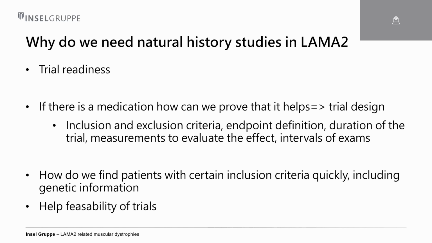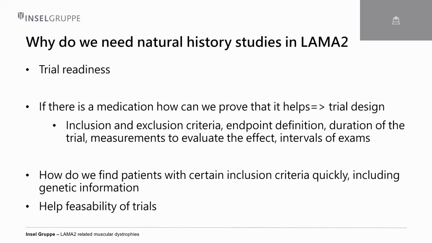But this is the ideal world, so I think we do need all this information to actually help develop clinical trials. We need to have measurements to evaluate the effect, and we need to have the information on how often we have to test these patients to see an effect. It doesn't make sense to have a test every 2 months if it only shows up after a year. This is just too much work for everybody involved.